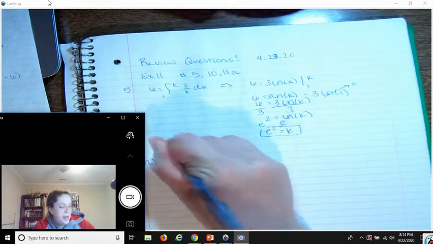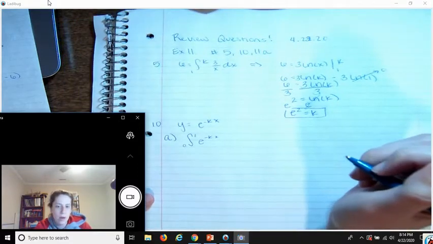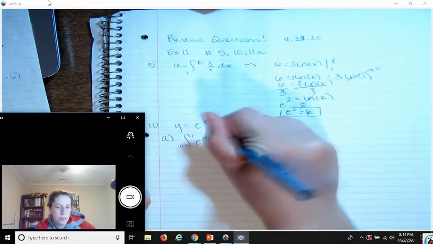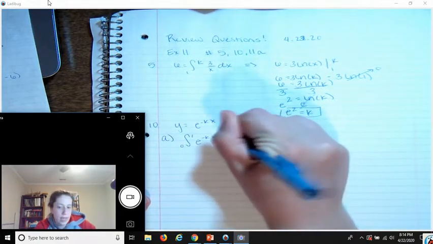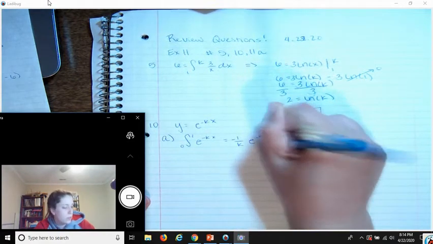from 0 to 1 of e to the negative kx. Oops, sorry. And then that ends up being negative 1 over k e to the negative kx from 0 to 1.